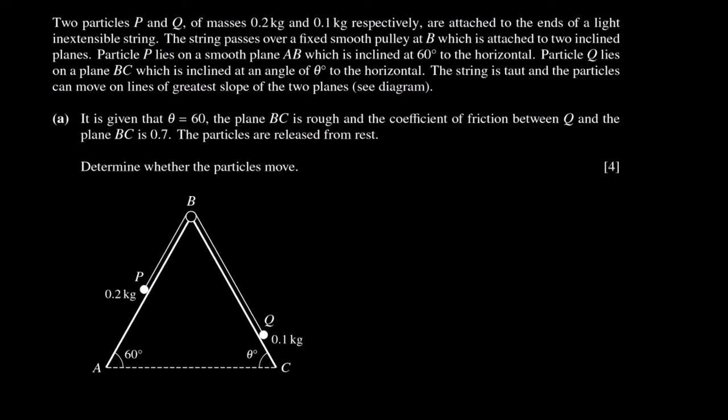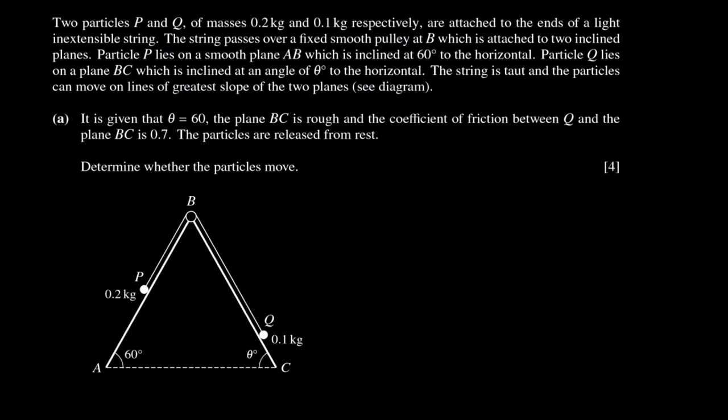Okay, so here we are in the next question. We've got two particles P and Q of masses 0.2 and 0.1, attached to the ends of a light inextensible string. The string passes over a fixed smooth pulley, which is attached to two inclined planes. Particle P lies on a smooth plane, AB, which is inclined at 60 degrees. Particle Q is on a plane BC, which is inclined at an angle of theta. The string is taut and the particles can move on the lines of greatest slope. It is given that theta is equal to 60 degrees.